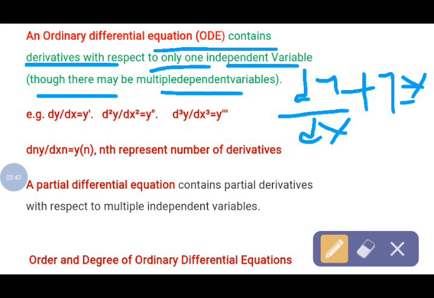Example, in the first case, dy divided by dx, which represents an ordinary differential equation, y is dependent on x. And also in the second case, the degree and the order of the differential equation may be different. We will learn about order and the degree of ordinary differential equations in the next slide. For now, we are looking only at dependent variable and independent variable. In this case, n represents the number of derivatives.